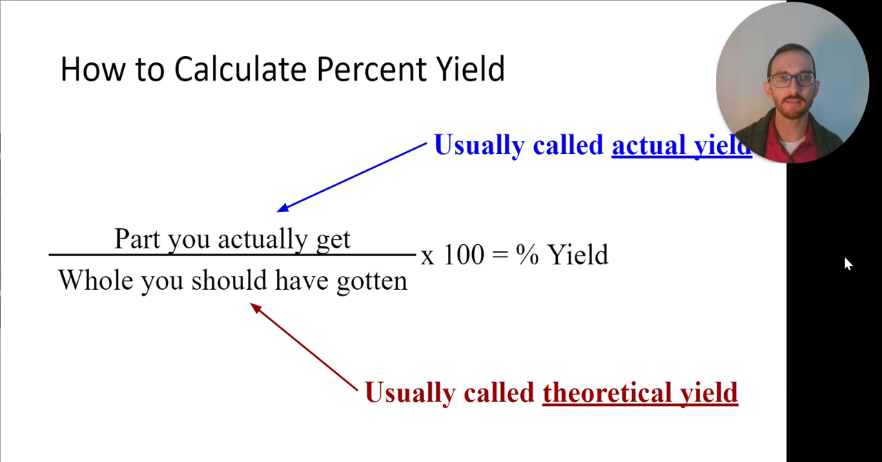So percent yield is a calculation. It is a way that chemists deal with the fact that the real world does not always match up exactly with what our math says should happen. So when you carry out a chemical reaction, you don't usually get all of the material that your stoichiometry says that you should. And so this percentage is kind of like a grade.